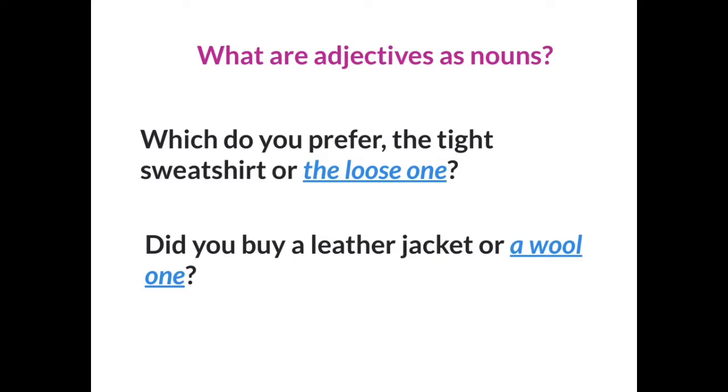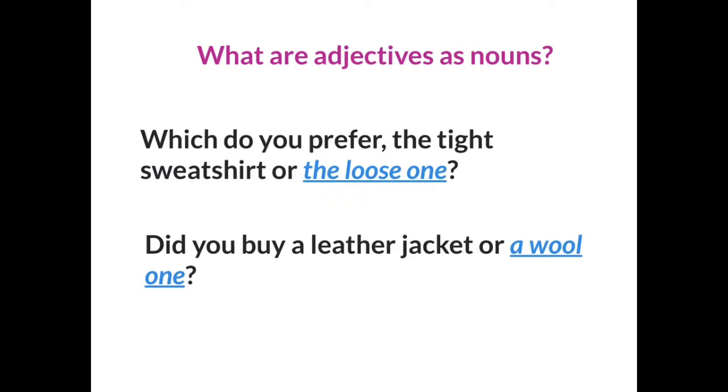Well, in English, when you say, "Which one do you prefer, the tight sweatshirt or the loose one?" The loose one is using an adjective in place of a noun. Or, "Did you buy a leather jacket or a wool one?" A wool one would be an example of an adjective used as a noun. Now let's take a look to see how we would work with these.